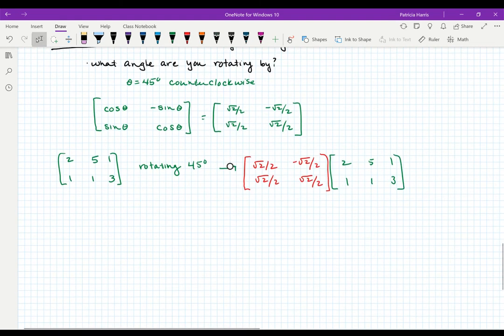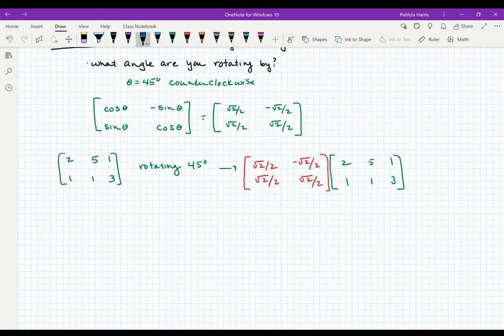Okay, and what's nice about this is you can use any angle you want. You can do a rotation by 72 degrees, a rotation by 212 degrees, and you're not stuck with just a quarter turn, half turn, full turn, things like that. So you can do pretty much any angle you want. Okay, so let's go ahead and multiply.